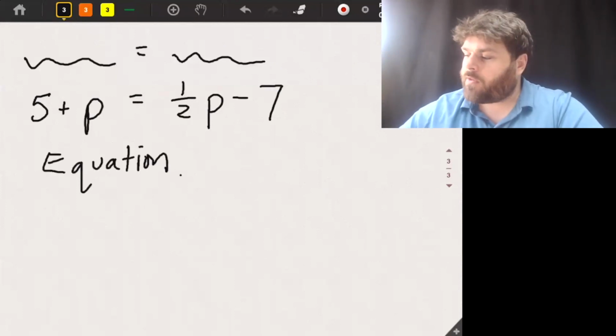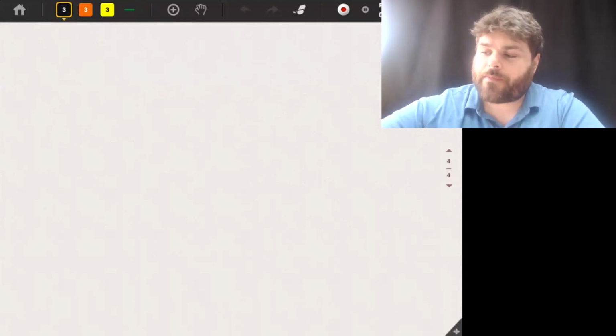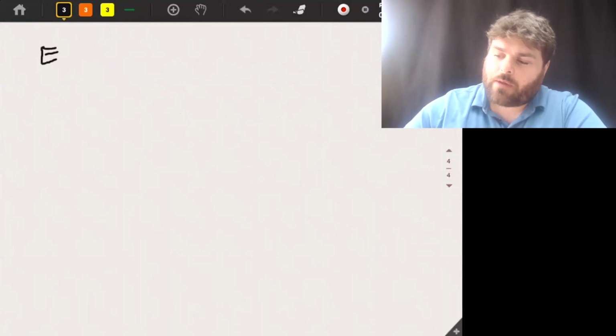So here are some examples of equations and expressions together. Over here, we're going to put expressions.